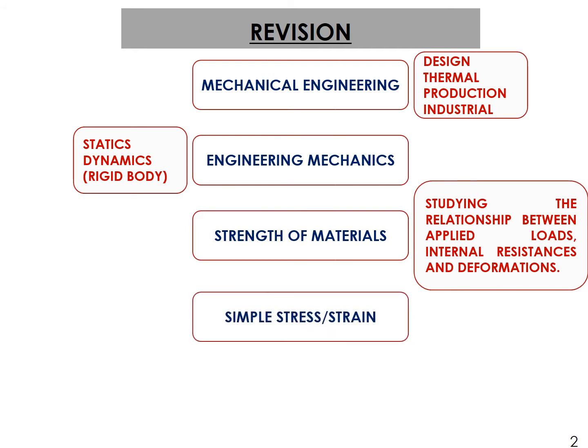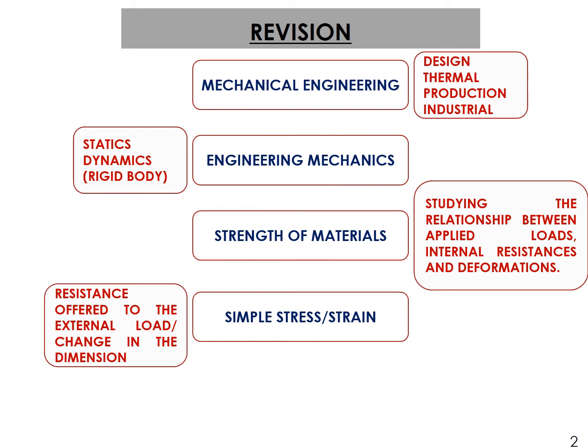Then comes simple stress and strain, wherein I told you the definition of simple stress. What is simple stress? The resistance being offered by the body to the external load. This is called simple stress, and it is expressed as force per unit area. And what is strain? It is the ratio of change in dimension to the initial dimension. That's called strain. I will read it out again: the resistance offered to the external load corresponds to stress, and change in the dimension corresponds to strain.